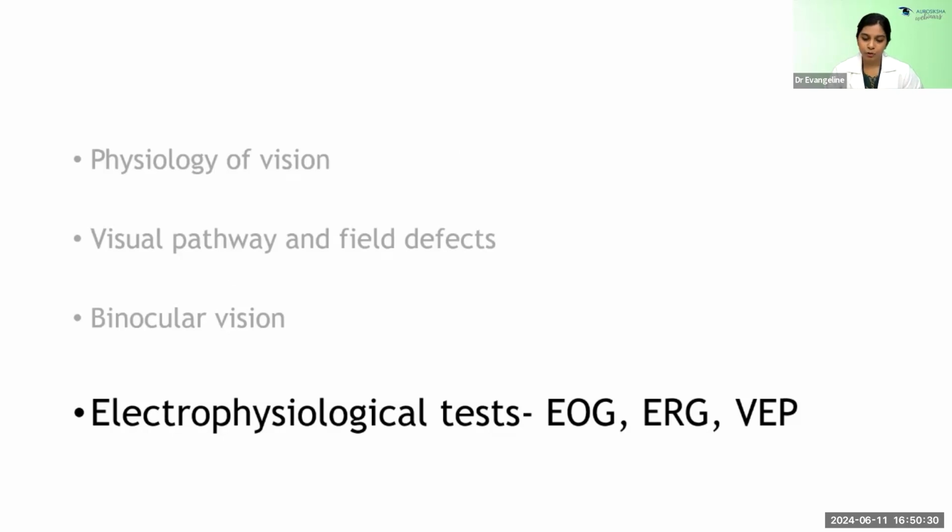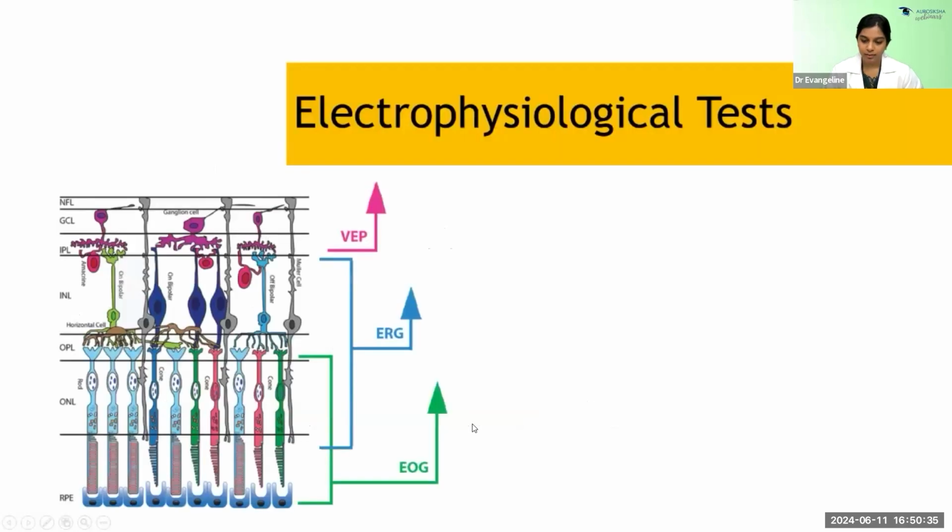Now, let's go on to the basics of the electrophysiological tests. Let's remember a few basic points that will help you recall these tests whenever you need them. The electrooculogram is going to record the function of the retinal pigment epithelium. The electroretinogram is going to tell us about the function of the photoreceptor layer. The visual evoked potential is going to tell us about the functioning of the ganglion cell layer and above.